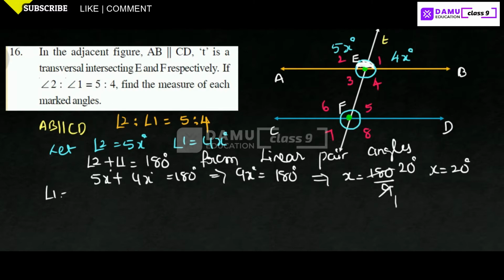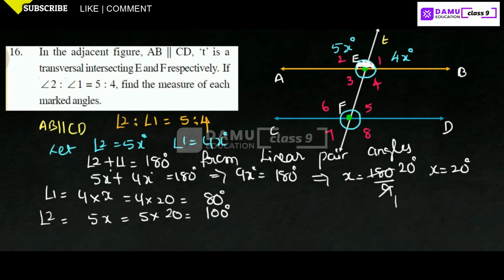Then angle 1 will be equal to 4 into x, that is 4 into 20, which is 80 degrees. Then angle 2 will be equal to 5x degrees, that is 5 into 20, which is 100 degrees. If you add both, you'll get 180 degrees.